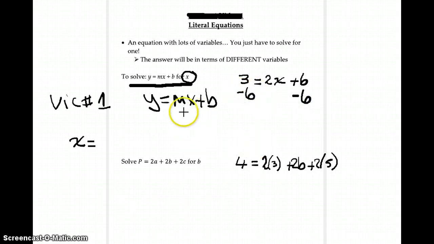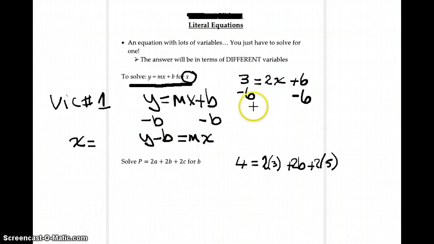Well, if we look over here, we have m times x plus b. What is being added or subtracted to the variable I'm trying to solve? In this case, it's b. We use the additive inverse, and so I subtract b from both sides. Now I have y minus b equals mx, and over here we would have our number equals 2x.